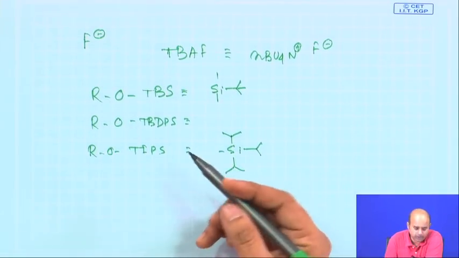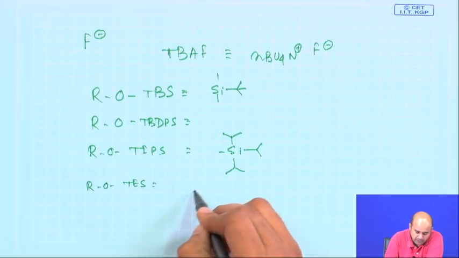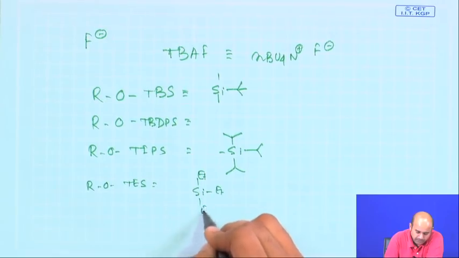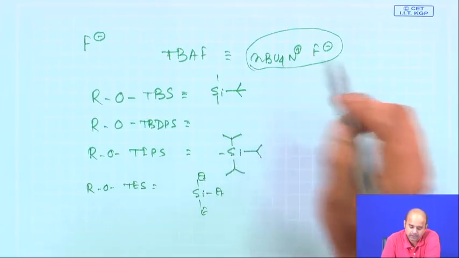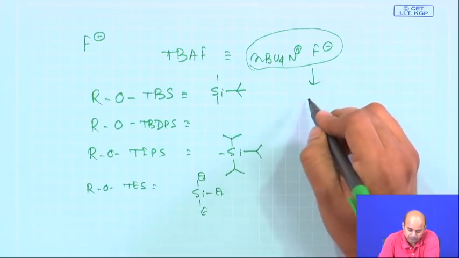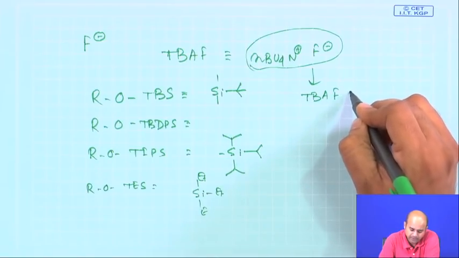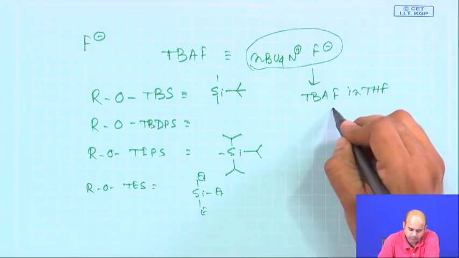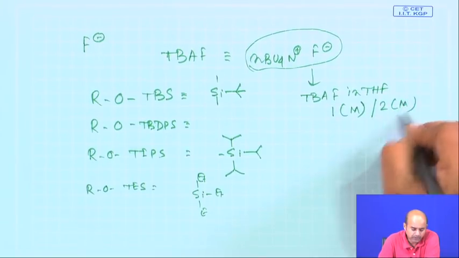There are other silicon-containing protecting groups like RO-TES. TES is triethyl silyl, meaning silicon, ethyl, ethyl, ethyl. So, all these silicon-containing protecting groups can be cleaved with tetrabutylammonium fluoride. This tetrabutylammonium fluoride is commercially available in THF solution. So, when you buy it from commercial suppliers, you will find TBAF in THF, tetrahydrofuran solution. Normally 1 molar or 2 molar solution is commercially available, and you can just use it.